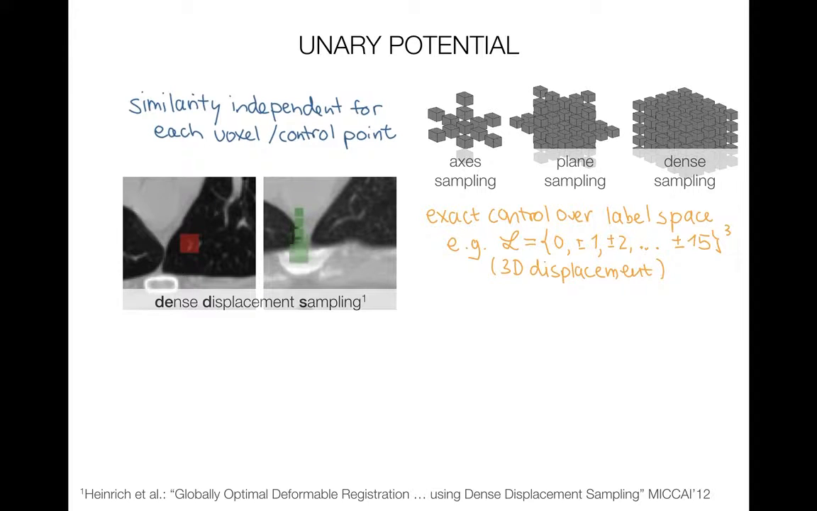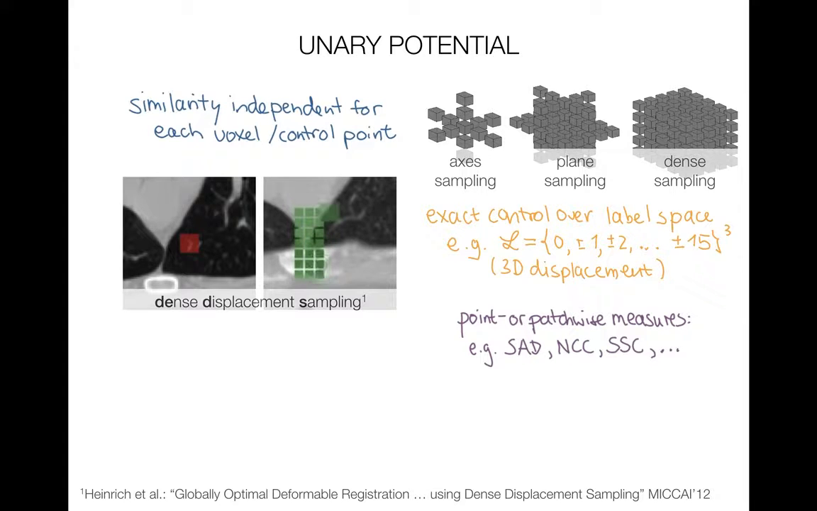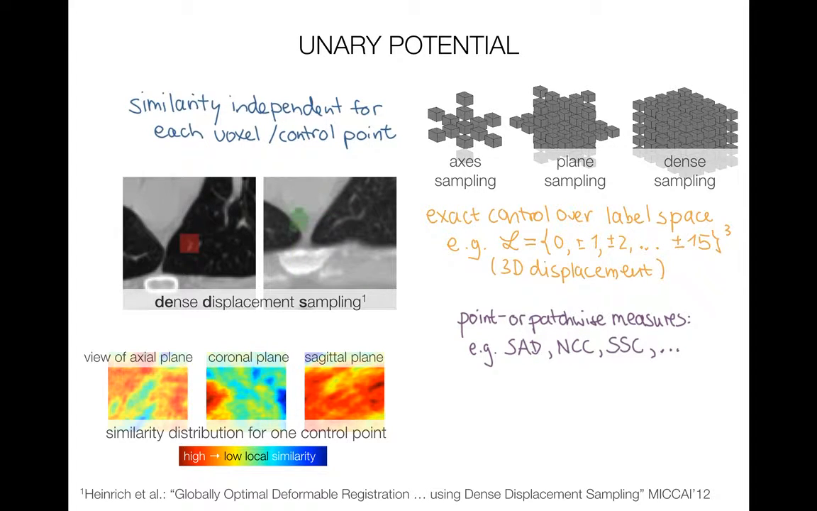The animation on the left shows how we calculate similarity between the red block in the fixed image and a green block which is shifted densely over the moving image. Because we don't require a derivative, we can use point or patchwise similarity measures, such as the sum of absolute differences, normalized cross-correlation, or the self-similarity context. And this yields us the similarity distribution as shown on the left, for every control point.